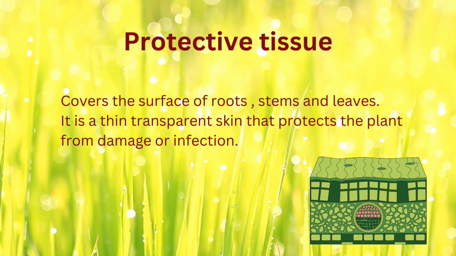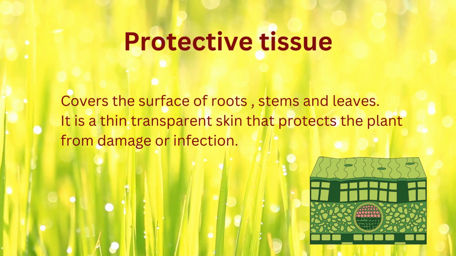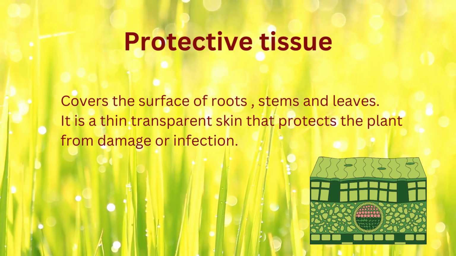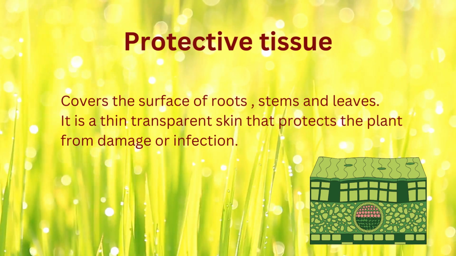Next one is protective tissue. Protective tissue covers the surface of roots, stems, and leaves. It is a thin, transparent skin that protects the plant from damage or infection.